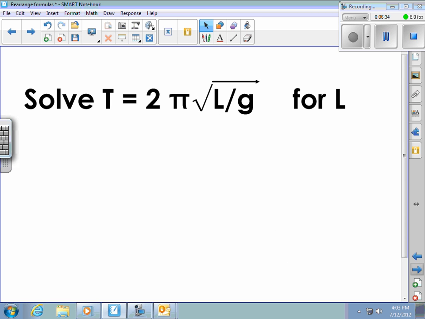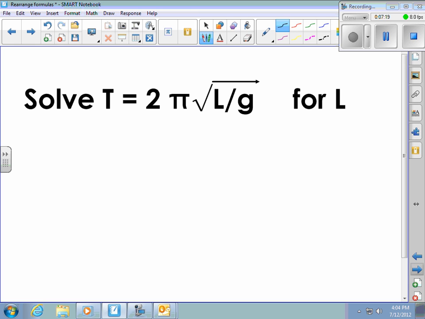Another equation is for the period of a pendulum. Like on a grandfather clock, they have a long swinging arm. T is the time that it takes to swing back and forth, L is the length of that, and g is the gravitational pull. On Earth, it's about 10. Well, if we want to know what length that needs to be to have it swing back and forth once every second, for example, then we would need to solve that equation for L.